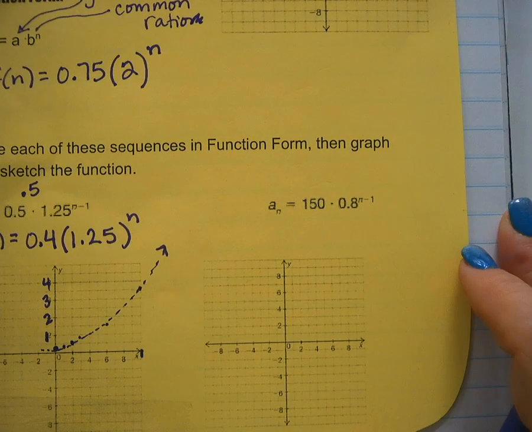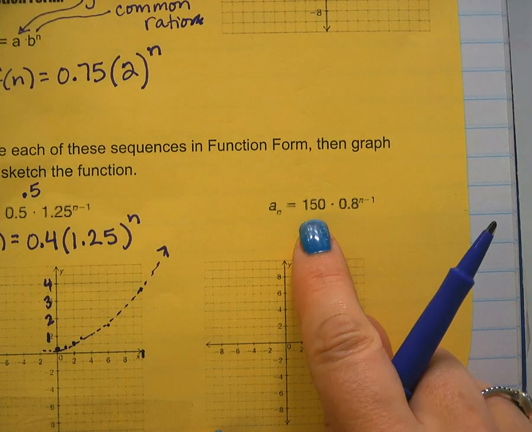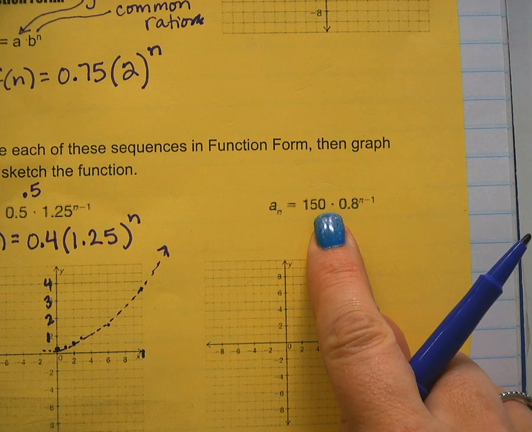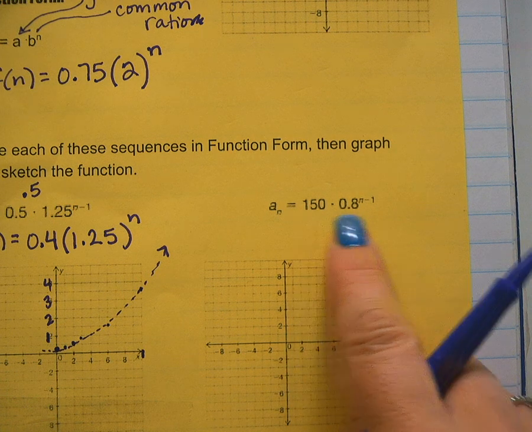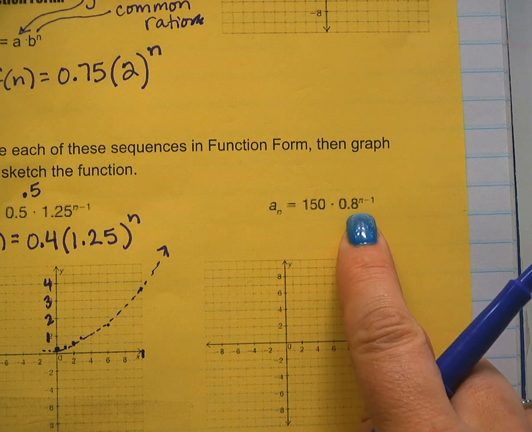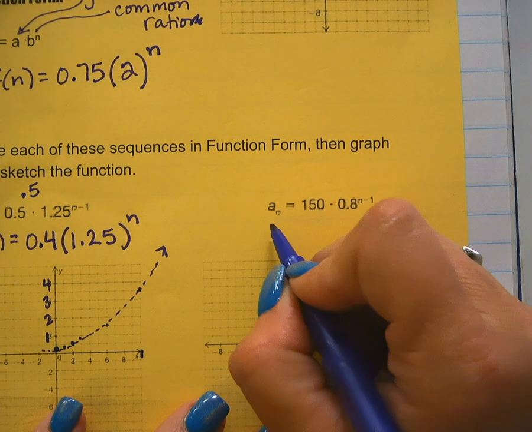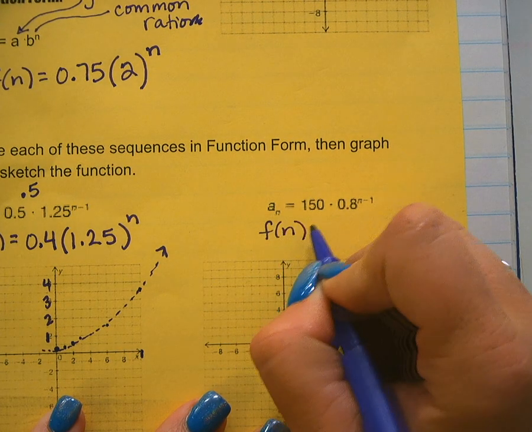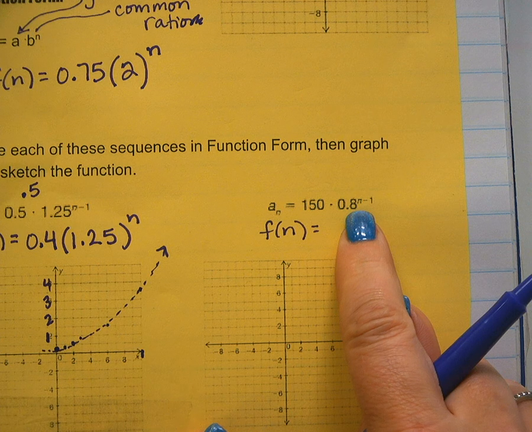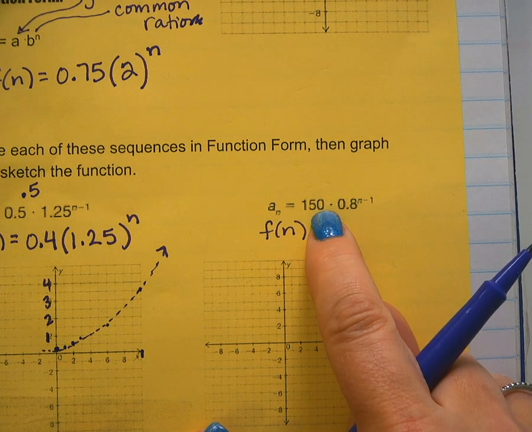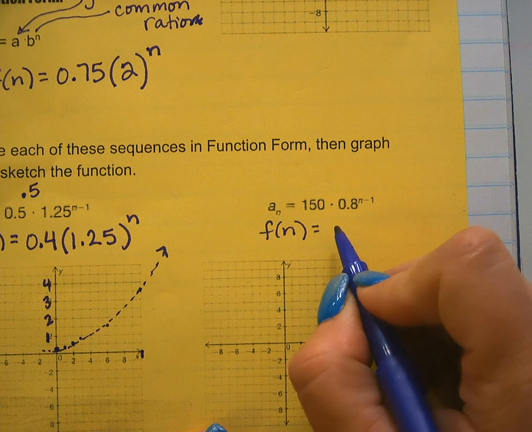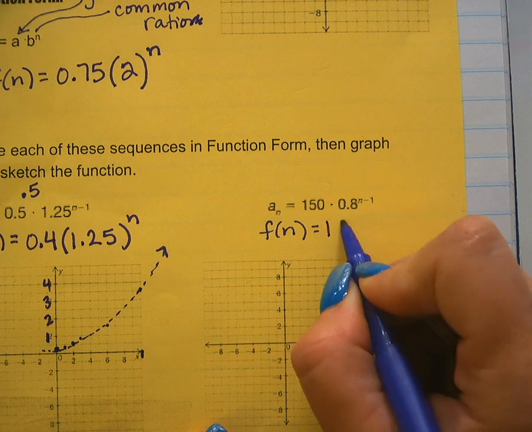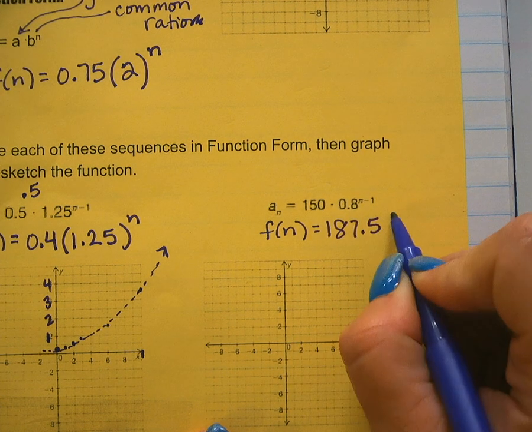Okay, so let's go to this one. What is the first term of this sequence? 150. And the growth factor is what? 0.8. So it's going to be getting smaller. So we're multiplying by 0.8. So to go backwards, we have to divide by 0.8. So can somebody take 150 and divide it by 0.8? 187.5 is our y-intercept.